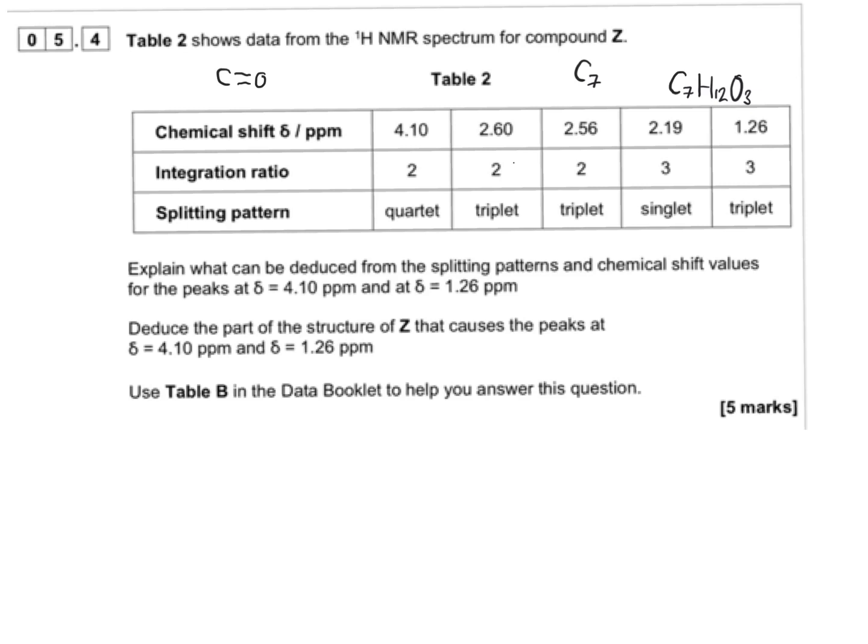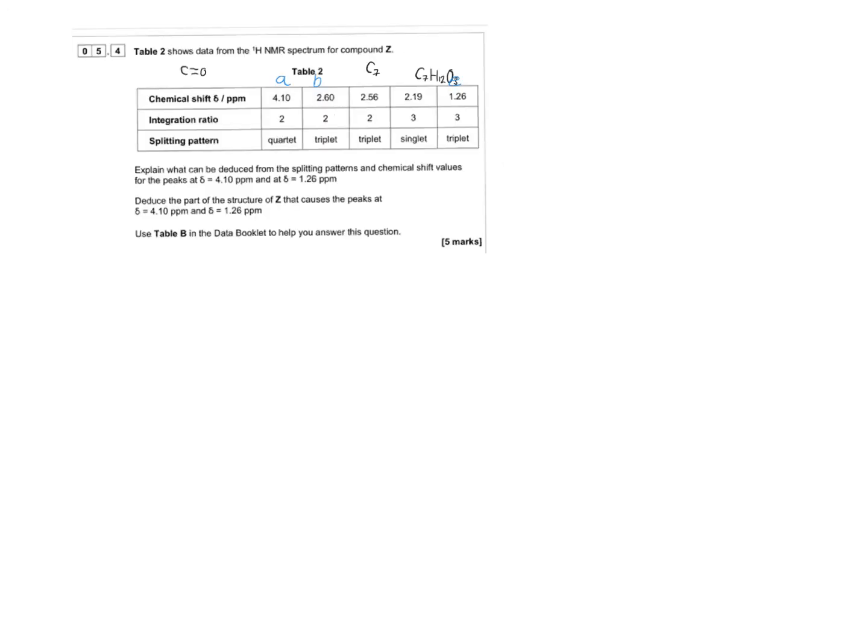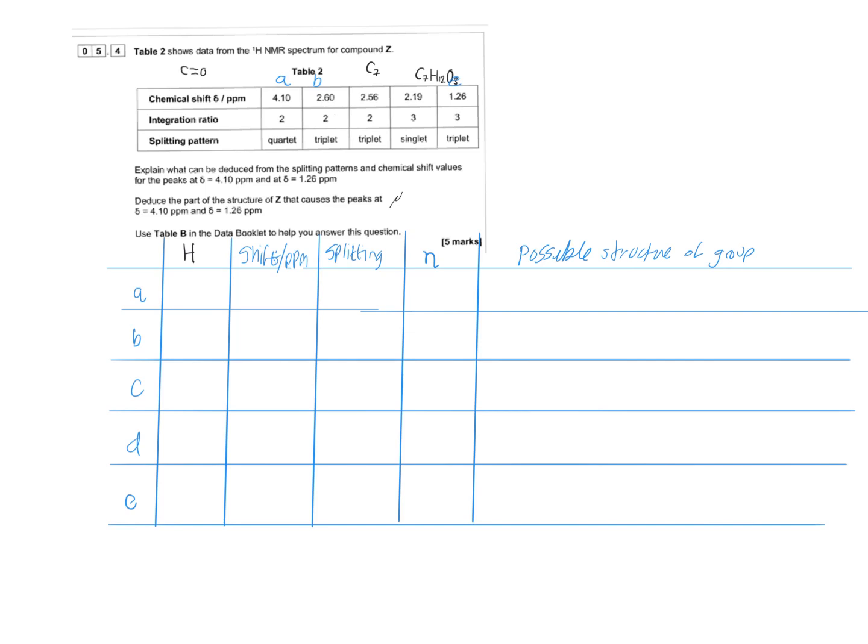Now, this was kind of scaffolded, but if you draw a table, it makes your life a lot easier when it comes to explaining the splitting patterns. So let's draw a table. Having constructed our table, they've given us the chemical shift first. The integration ratio is quite simply the number of hydrogens, because if you add all of these up, it adds to 12. So the integration ratio in this case is exactly the same as the number of hydrogens. So there's 2 equivalent protons at A, 2 equivalent protons at B, 2 equivalent protons at C, 3 equivalent protons at D, and 3 equivalent protons at E.